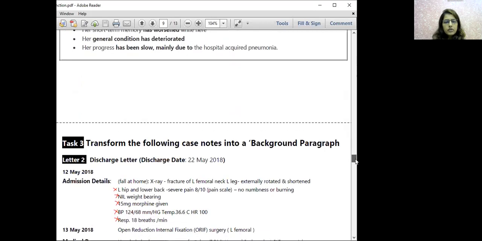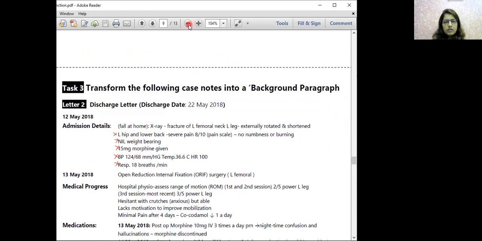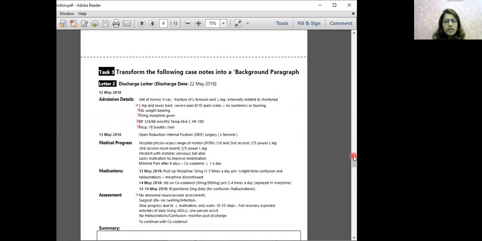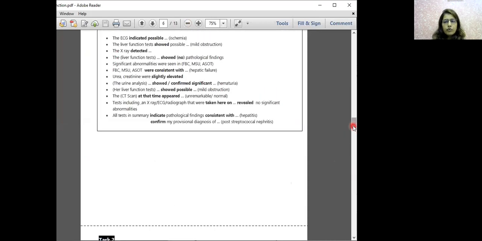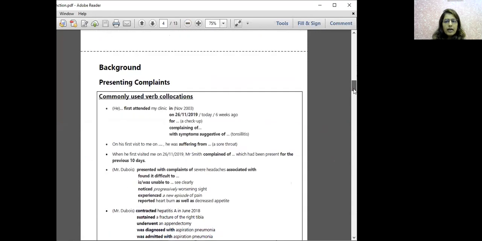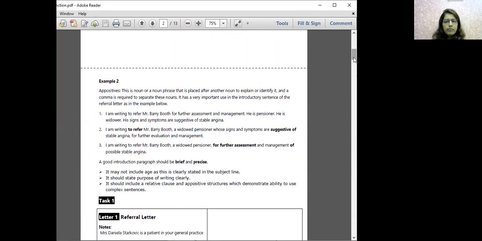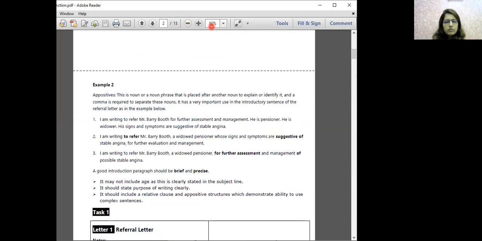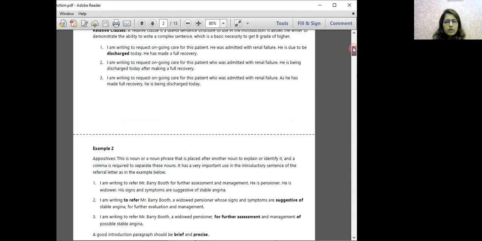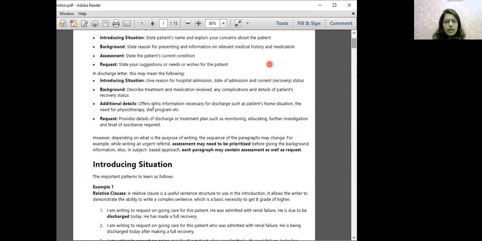Okay, so now let us do this activity where again you need to write the background paragraph, but this time for a discharge summary. If you want me to show what the background paragraph of a discharge summary must include, it's here. It must include treatment or medication received, any complications that the patient suffered from, and details of the patient's recovery status.